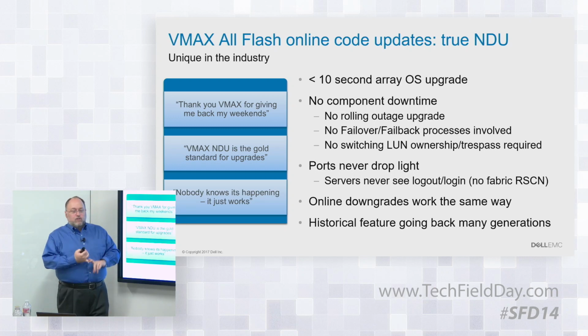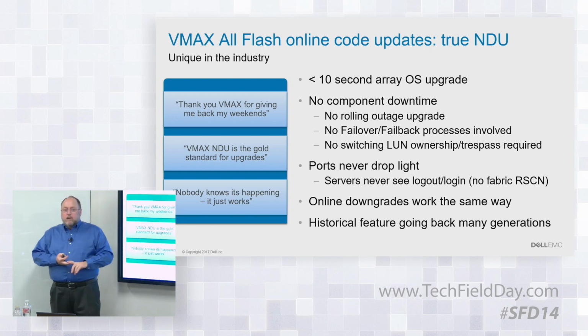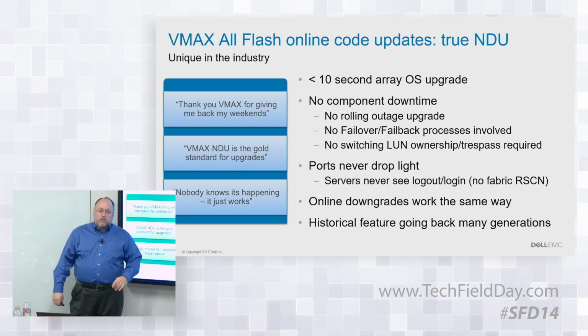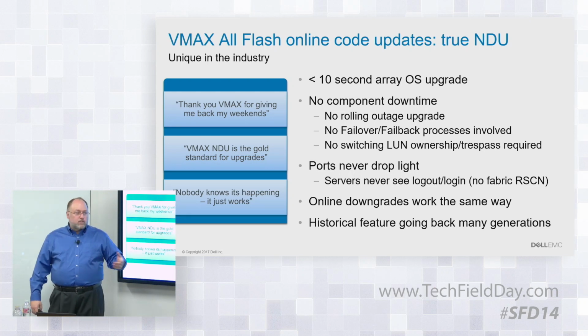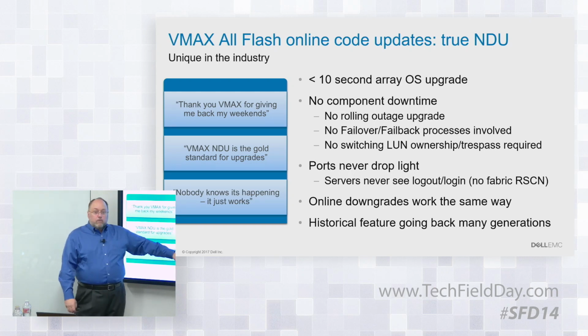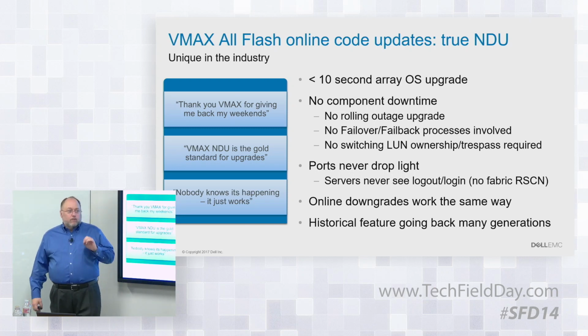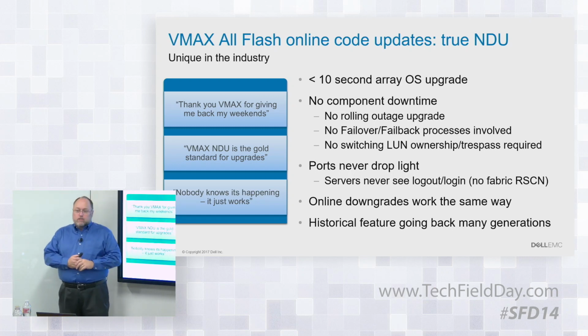Because of that, there is no rolling outage, there is no failover, failback, there is no LUN trespass, right? And to that point, we never drop light on the ports. There is no fabric logout login. The servers never see the state change notifications or any of that, right? We do this in the background, and the servers are like, yeah, did something change? I didn't see anything, right? Your servers cannot tell that we did a code load. This is completely invisible.